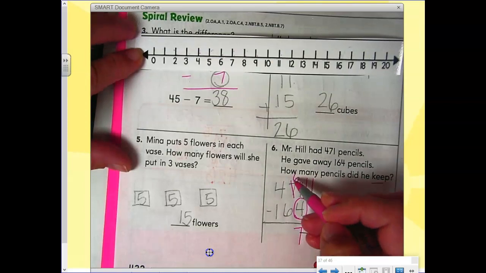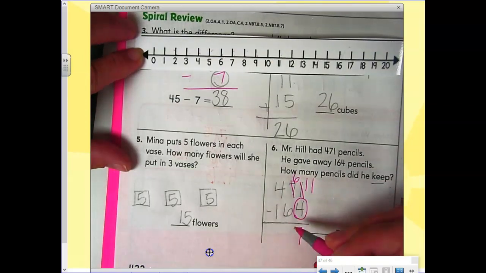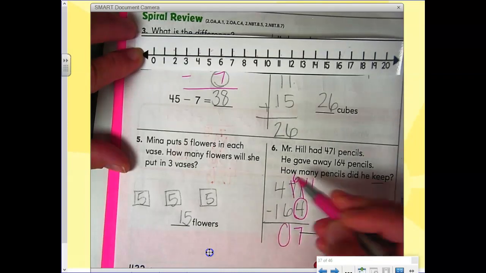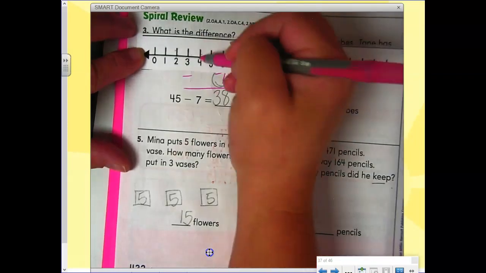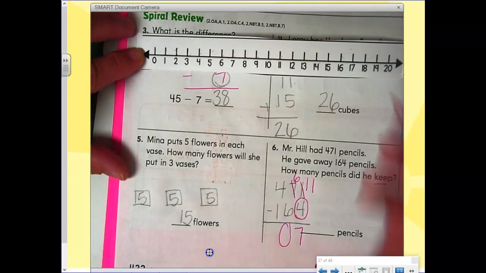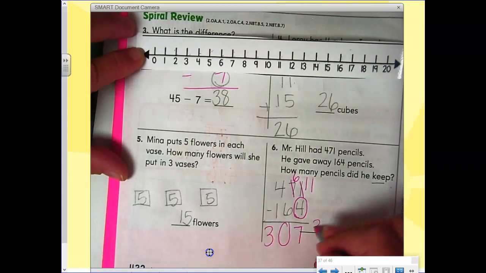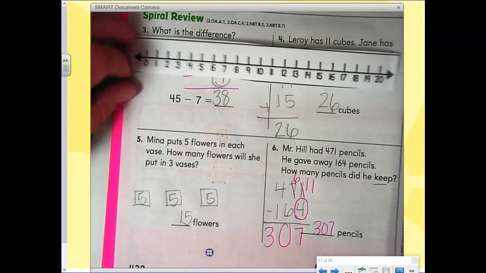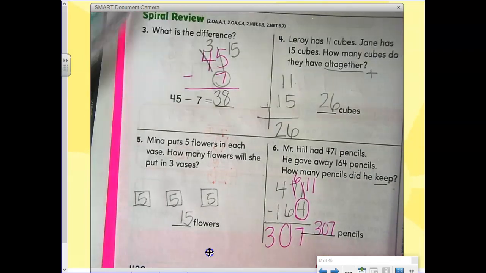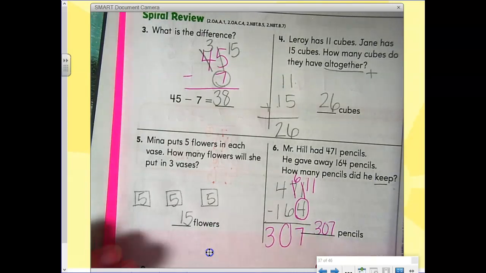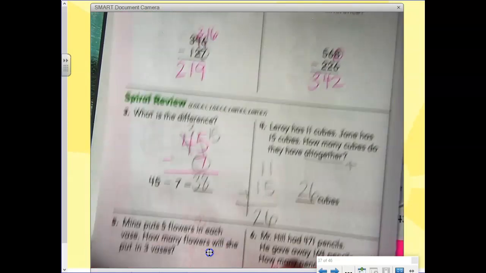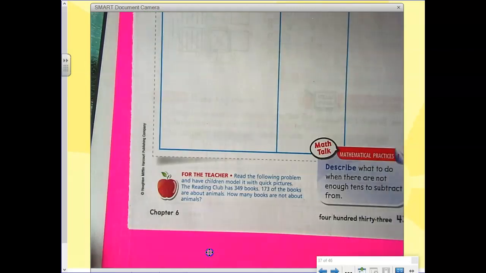In the tens place, 6 minus 6 is 0. 4 minus 1 is 3. 307. Check your work. Okay. Now turn the page.